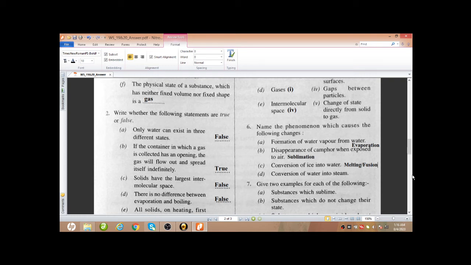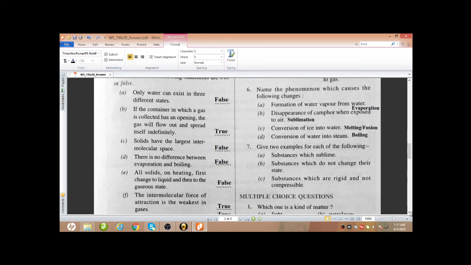Yes. Next, conversion of water into steam. So this is the difference: water to water vapor will be evaporation, and conversion of water into steam will be boiling. I hope you can understand the answers. It's difficult to write here properly. So the last one, boiling, goes with conversion of water into steam. Okay, hope you can understand that.